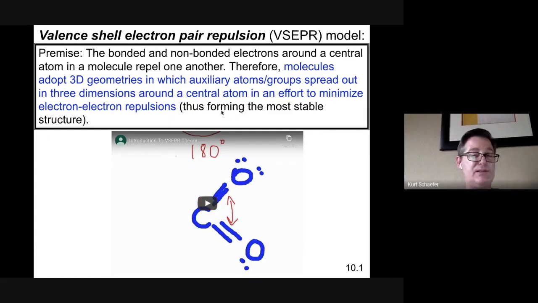We studied it in 10th grade, if this sounds a little familiar. And I'm going to show you a video here that I have previously made that illustrates this concept.